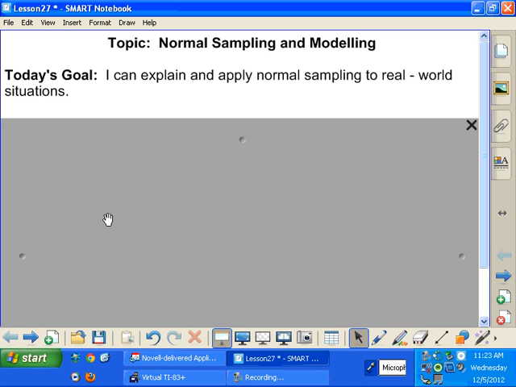Hello and welcome to Lesson 27, and today we're looking at normal sampling and modeling. Yesterday's goal was to be able to work with normal distributions, and today we get to see some of the applications of them. Our goal today is: I can explain and apply a normal sampling to a real-world situation. We're going to take our skills from the previous lesson and now apply them.